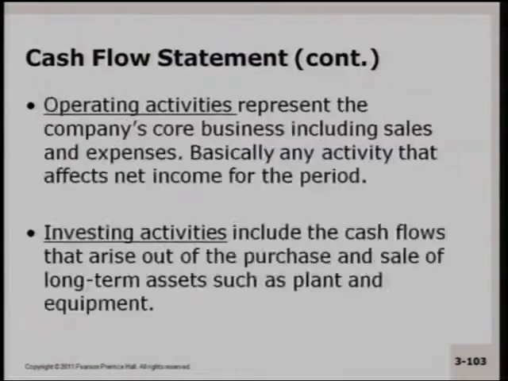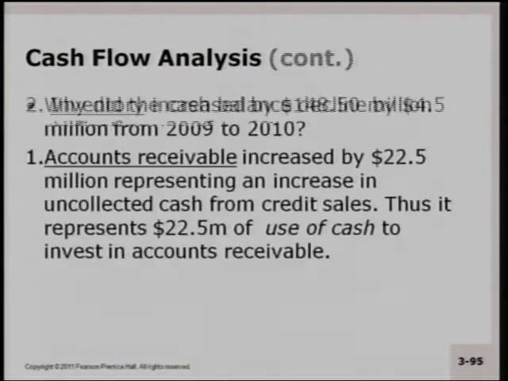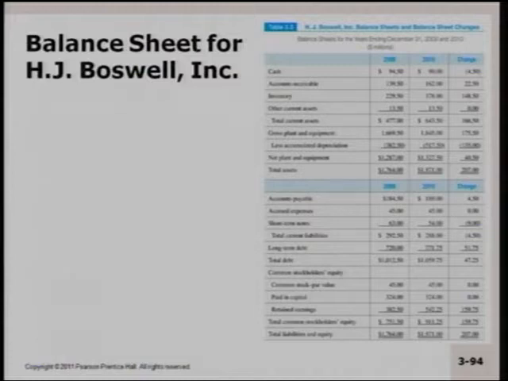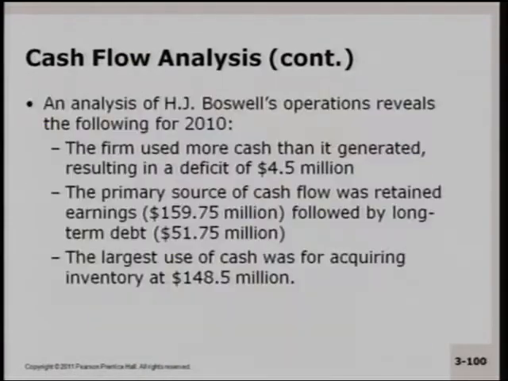Look at the inventory. Let's go back to the inventory and observe the change. It was 229 and increased to 378. It means an increase, so it is a use of funds, so it decreased cash. Just think this way. No change in the other current assets.